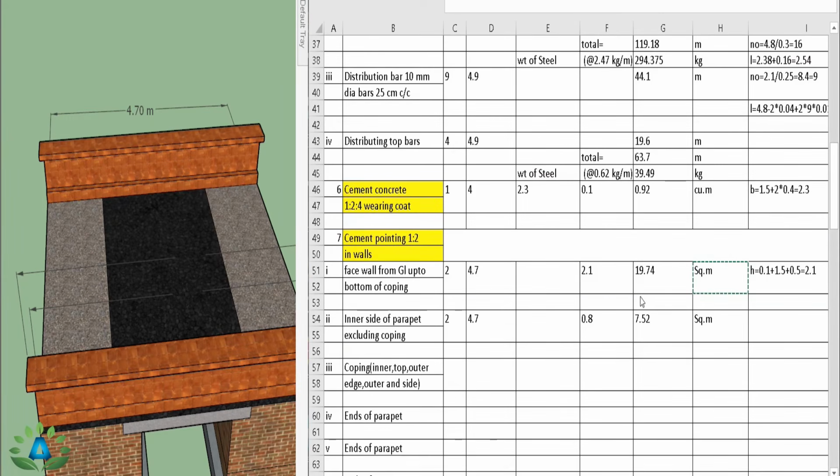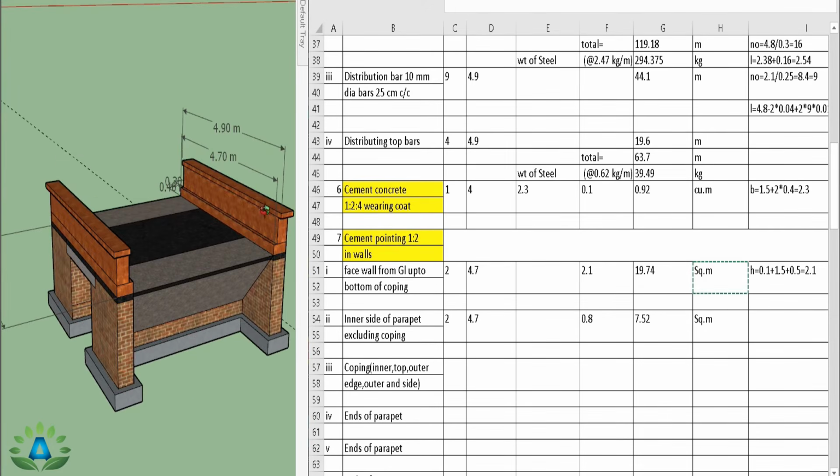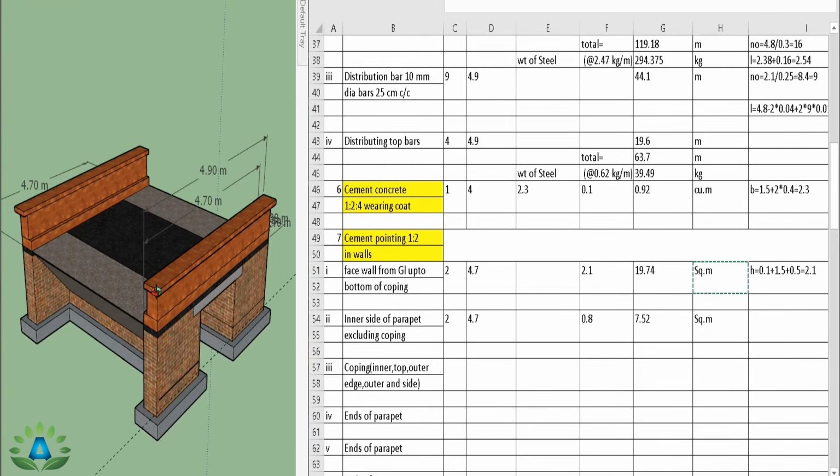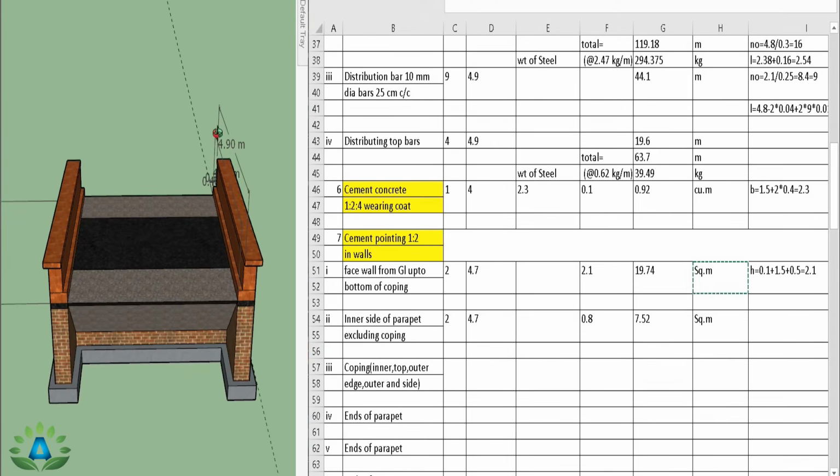So we get the total quantity 7.52 meter square. That means we have done this cement pointing on this side, these two inner sides, but we have not considered this coping. So now we have to do this coping from this top side and this inner portion. So we have the number of coping 2 in number, and the total length is 4.9 meter.